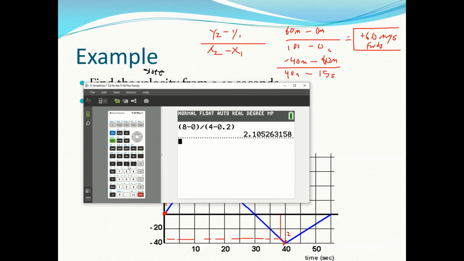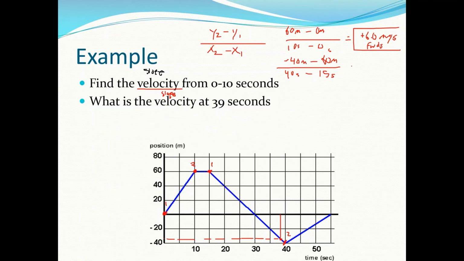So then what I can do is on top, it's negative 40 minus 60, and then on the bottom, it's 40 minus 15. I end up getting, probably good to 2 sig digs, negative 4.0 meters per second. And because it's negative, and it's asking for velocity, I would add backwards. So that's going to be my answer for that second one.